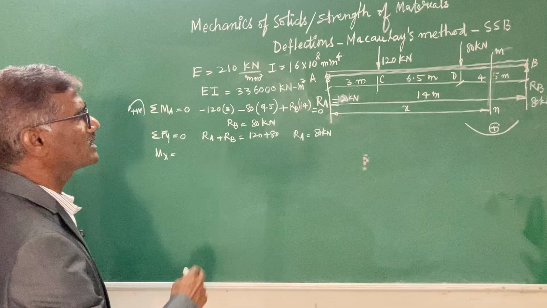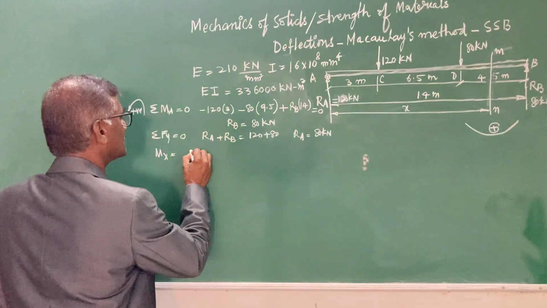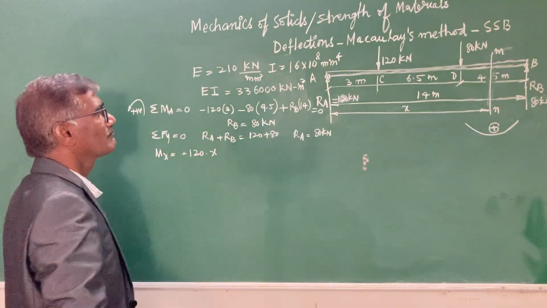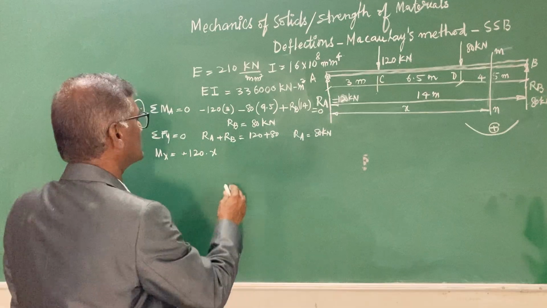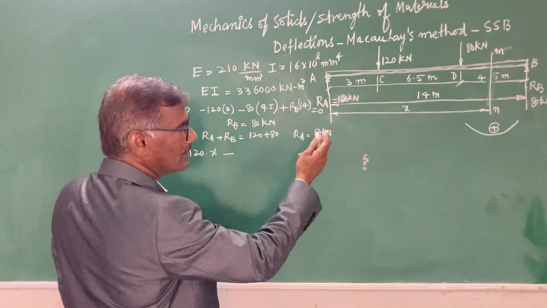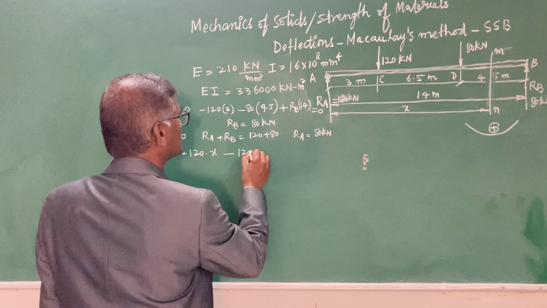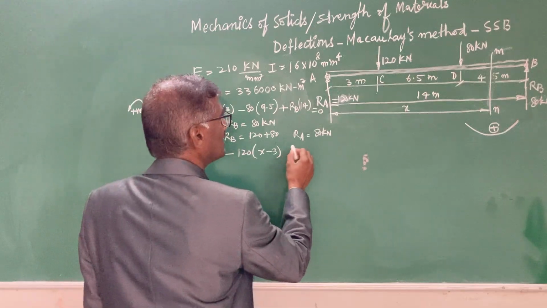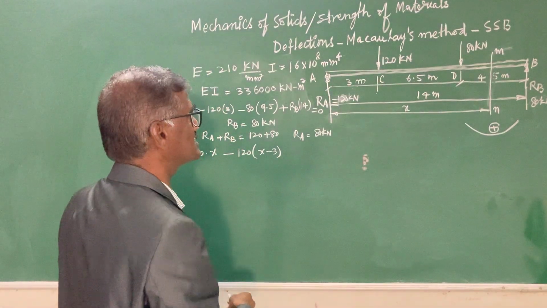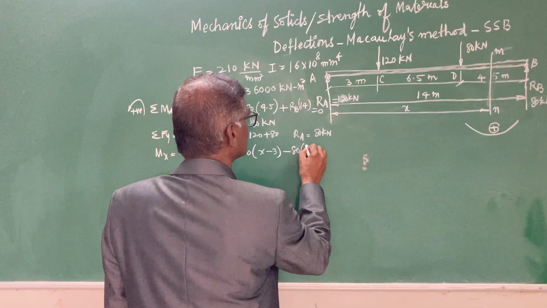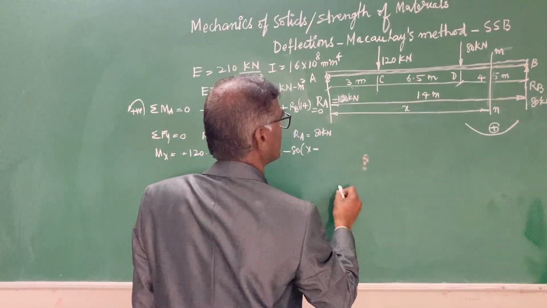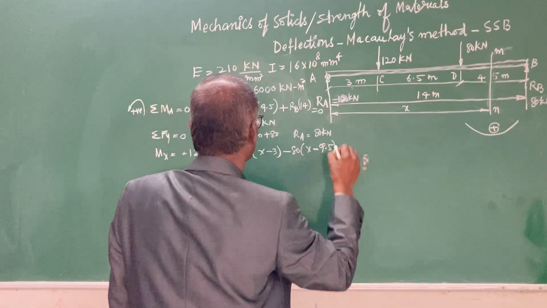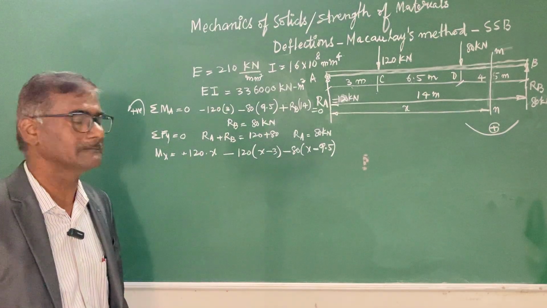With this notation, let us write the bending equation. Your RA, 80 kilonewtons, contributes a smile effect, so it is 80 into x, which is positive. The 120 kilonewtons is contributing an anti-clockwise turning effect, so it has a sad effect. It is minus 120 into the moment arm x minus 3. And lastly your 80 also contributes a sad effect, and it is minus 80 into x minus 3 plus 6.5. So this is the moment arm. You are deducting 9.5 from x, and this is your generalized equation for the bending moment.